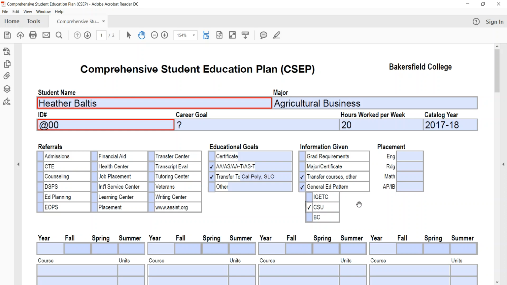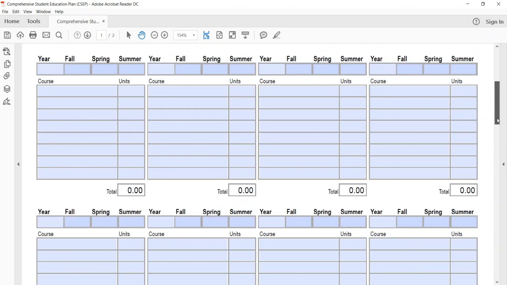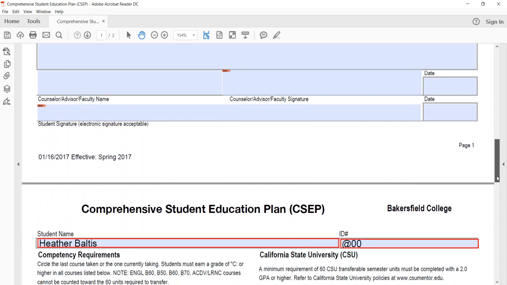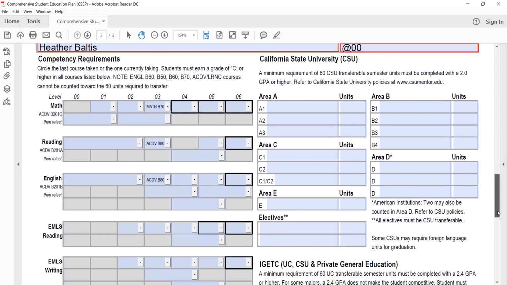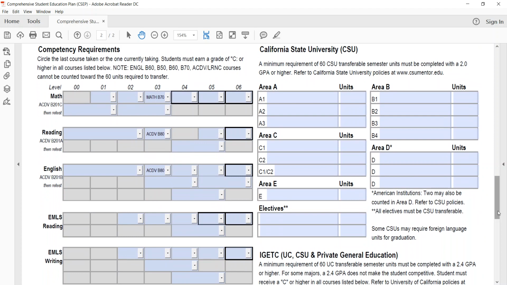Okay, so the top part is filled out, and now what I would like you to do is scroll down to the second page. We're going to skip over this, kind of bounce around here for a little bit. The next thing I want to know is your placement scores, because this is going to be very important to figure out what classes you need to take and in what order. So I'm going to pretend that I placed in Math B70, and then down here in English, I'm going to take that one out.